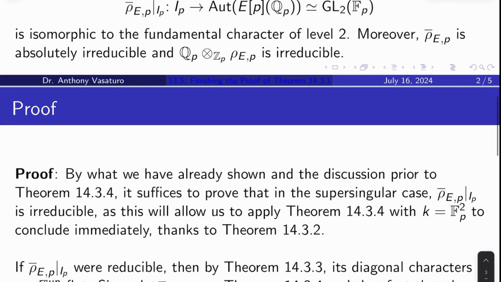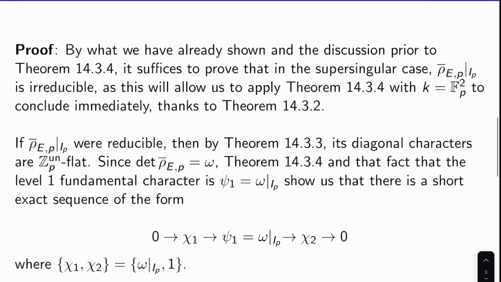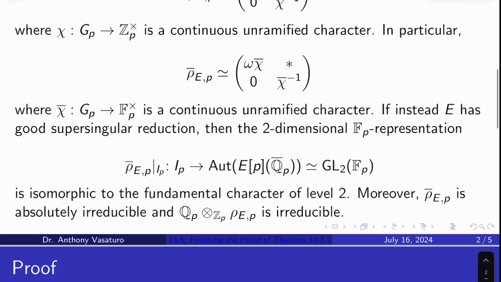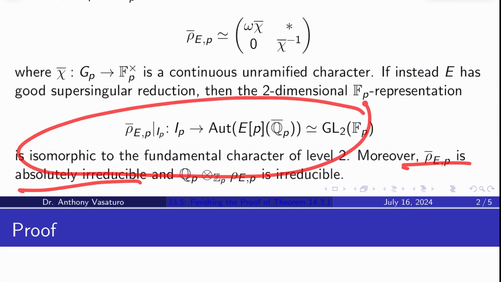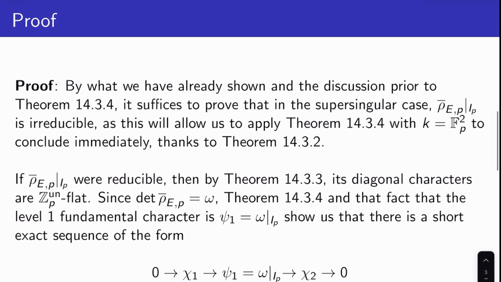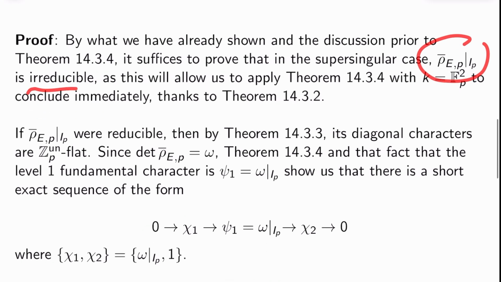Okay? So by what we have already shown in the discussion prior to Theorem 14.3.4, our most recent theorem, it suffices to prove that in the supersingular case, we have irreducibility. This will follow immediately. And then what will allow us to conclude this part? Well, if we can prove that this representation is irreducible, this will allow us to apply Theorem 14.3.4 with k equals F_p squared to conclude immediately, thanks to Theorem 14.3.2.